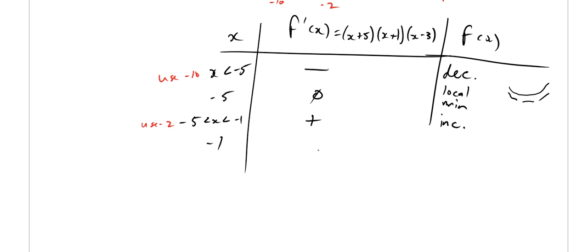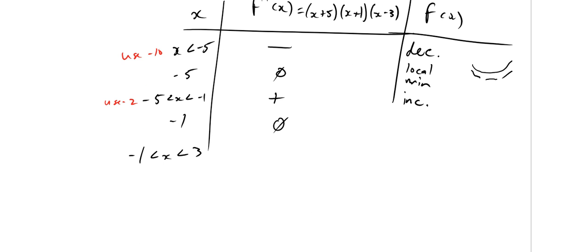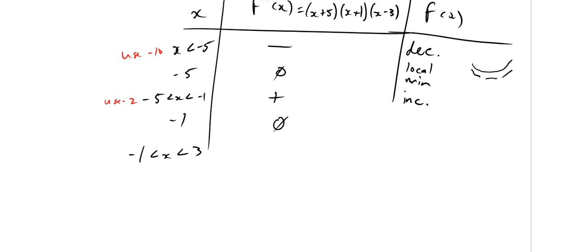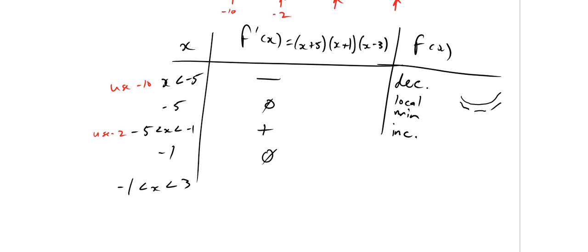At -1, it's 0. From -1 less than x less than 3, I'll pick 0. Whenever I can use 0, I like to. It makes math easy usually. But be careful, don't use 0 if it's one of the numbers at the edge of the interval. We can't use -1, we can't use -5. If 0 was one of those, then we wouldn't be able to use it.